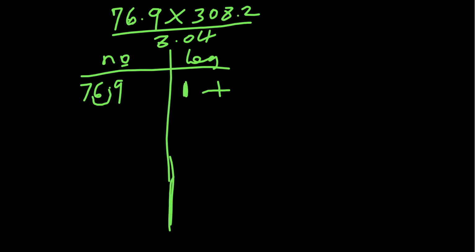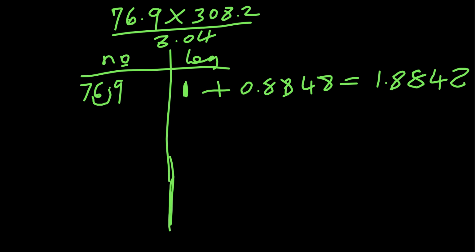So you look up log 76 under 9. So we have 0.8848. If you combine these two numbers, you're going to get 1.8848.